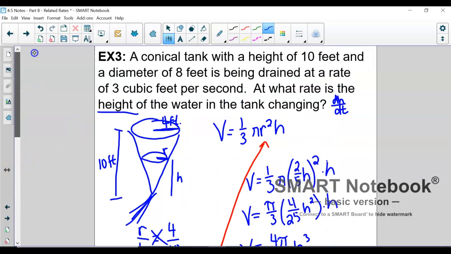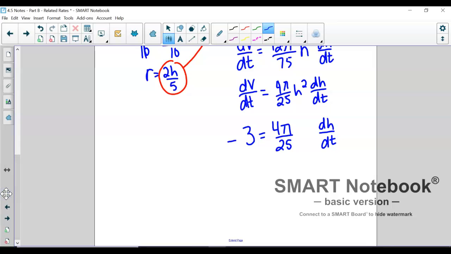Let me look back. At what rate is the height of the water changing? We need a height to plug in there, but we do not have that. So I think our answer to this is going to be still an equation.